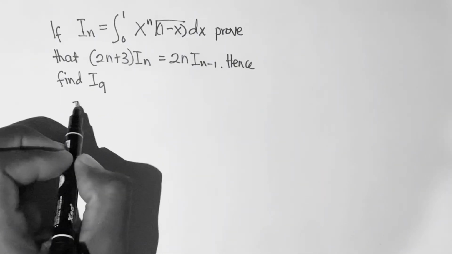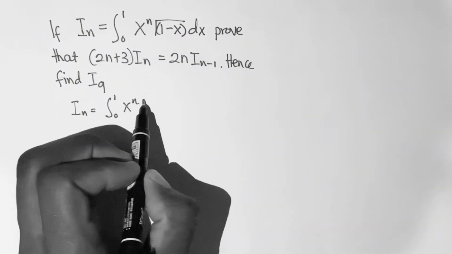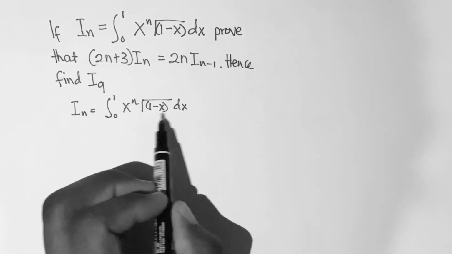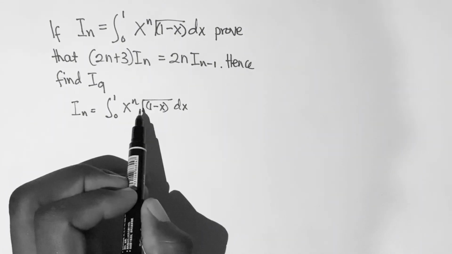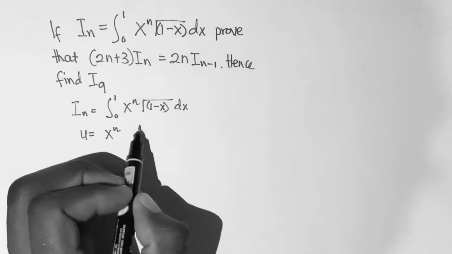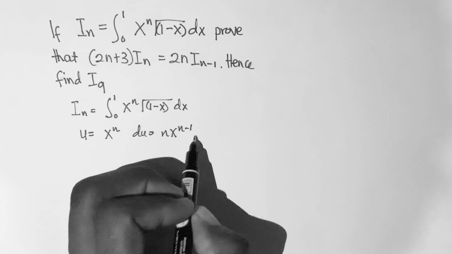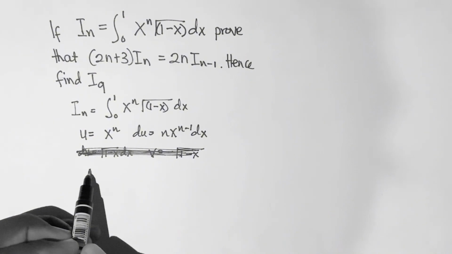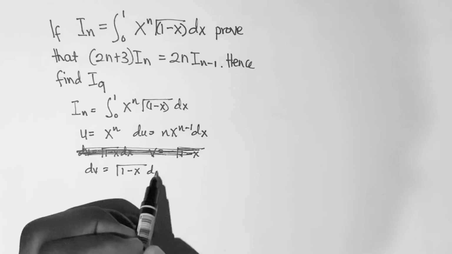So I_n is equal to the integral from 0 to 1 of x^n square root of (1 minus x) dx. You see that we can easily integrate the square root of (1 minus x) dx, and then we can differentiate x^n. So in this case, let u be equal to x^n. So du is equal to n x^(n-1) dx. Then let dv be equal to the square root of (1 minus x) dx.